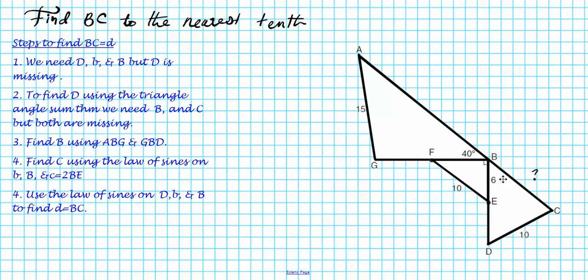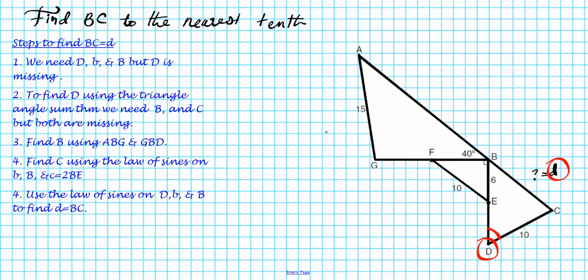In order to find big BC, side BC, which we could call little d, we need one complete pair and one incomplete pair. But the deal here is that we're missing big B and we're missing big D. So we have just one side. We don't have a complete pair and an incomplete pair. So what we have to do is find out what this angle is. This D and this D will be our incomplete pair.